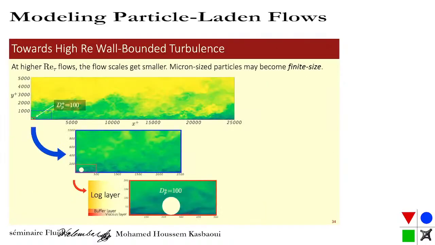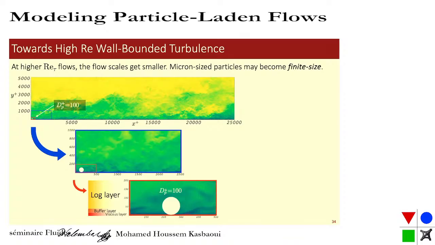Anyway, circling back to that idea of looking at high Reynolds number wall-bound turbulent flows with particles, what happens is that we're going to necessarily be going towards higher dp+, right? So we're going to go from point particles to now finite size particles.